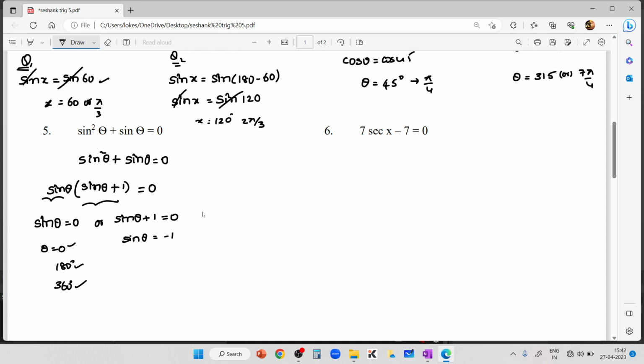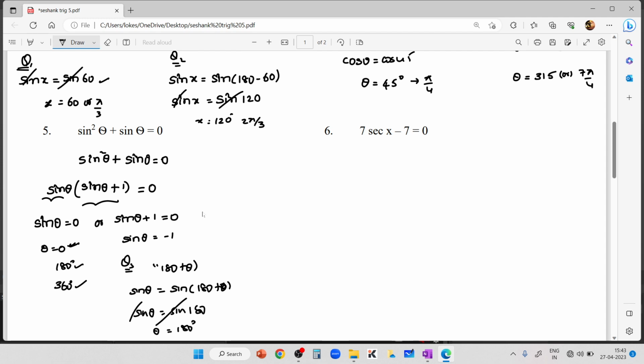So sin theta is negative in two quadrants. One is in third quadrant and one is in fourth quadrant. So in third quadrant, the nature of the angle is 180 plus theta. So I'll write it as sin theta is equal to sin 180 plus 0, because the principal angle, the main angle is starting with 0. So that means theta is equal to 180 degrees.